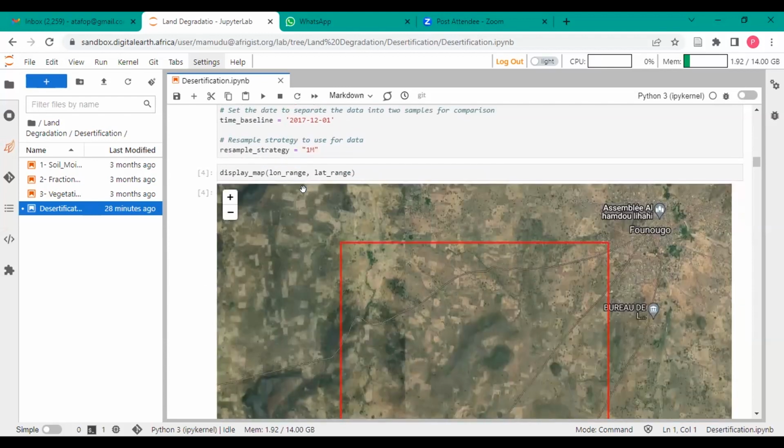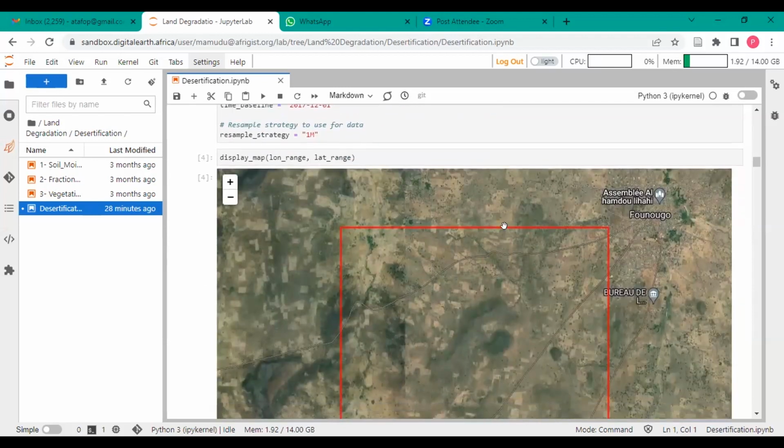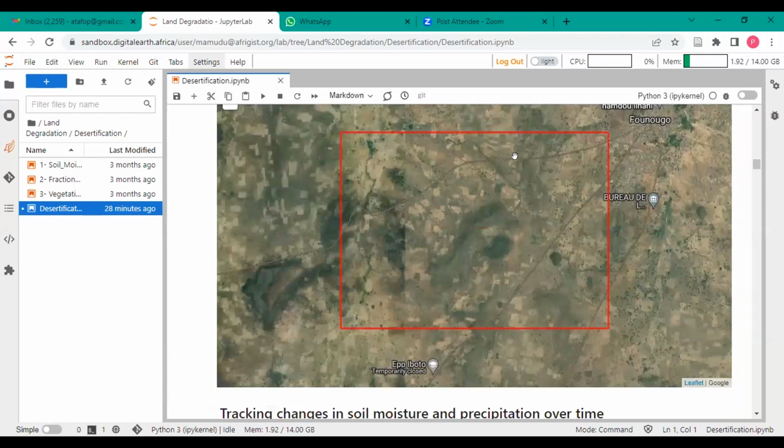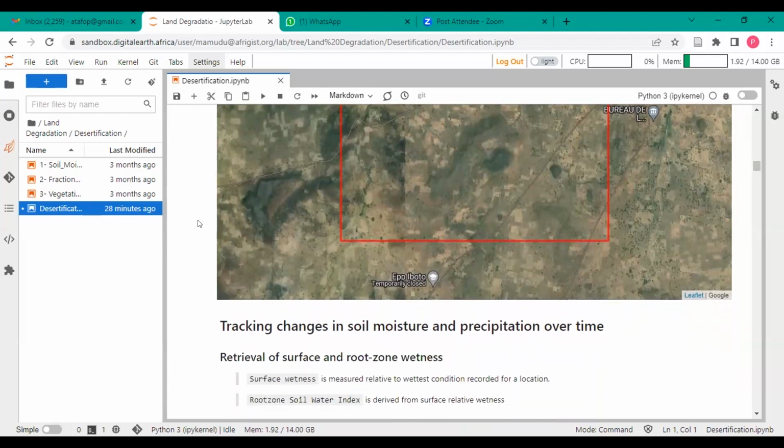All right, so here is a display of our area of study. Like we can see, it's a northern region, and one of the characteristics of this area is low vegetation. The amount of vegetation in this area is generally low, but it's also an area that is largely farmed. So there is a lot of agricultural activity going on in that area.